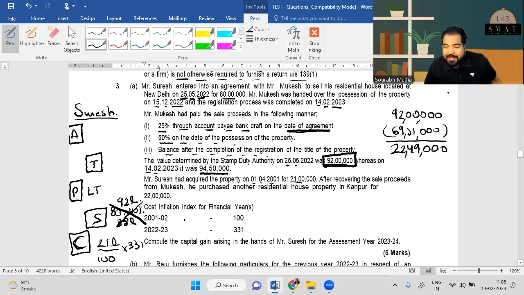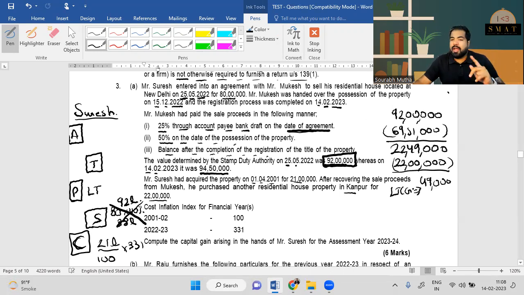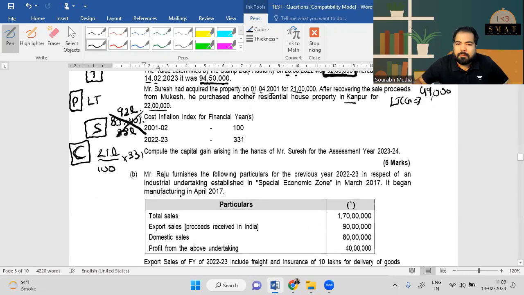But now who wants to pay tax? So is there a way to save it? Yes. He acquired another property in Kanpur for 22 lakhs. So can he do that? Yes. If it is acquired within a certain period, then you can take an exemption under section 54. And only 49,000 will be taxable as a long-term capital gain. Remember this, if they had asked for tax, it would be taxed at a flat rate of 20%. Congratulations. But they've only asked till capital gain.